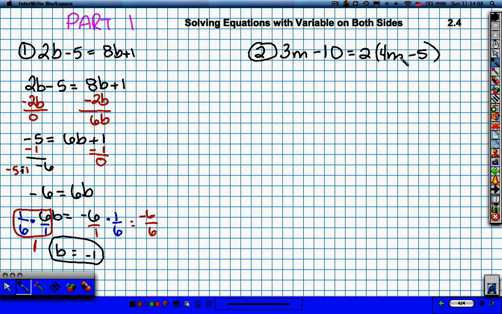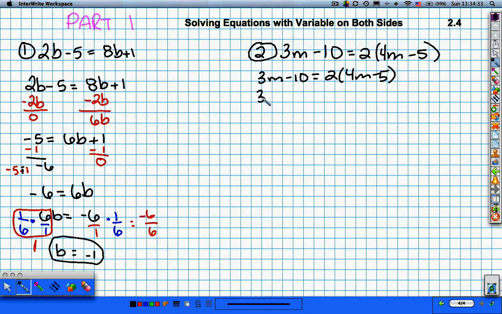Now, in this problem here, I have to do this distributive property first before I can even consider which way I'm going to be moving my terms. So let's go ahead and do that first. So here's my problem. Now before I distribute, if we notice this is subtraction, so I'm actually going to go ahead and change that into addition. So here's this side still.